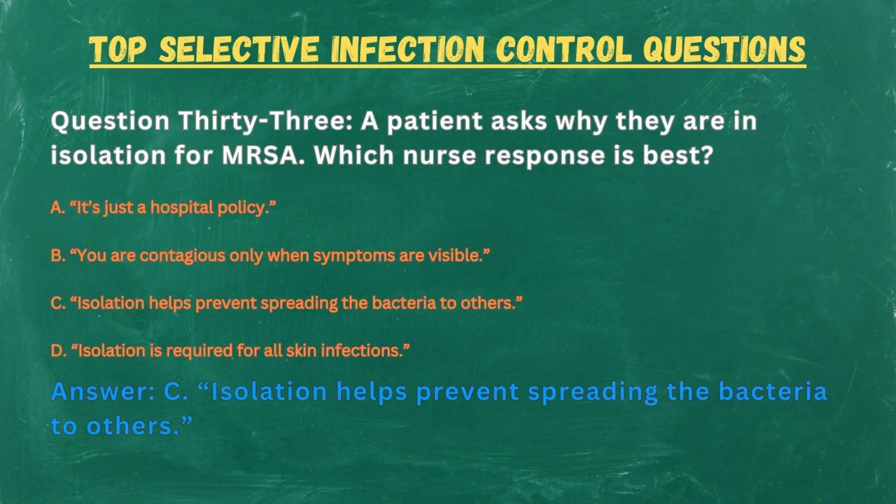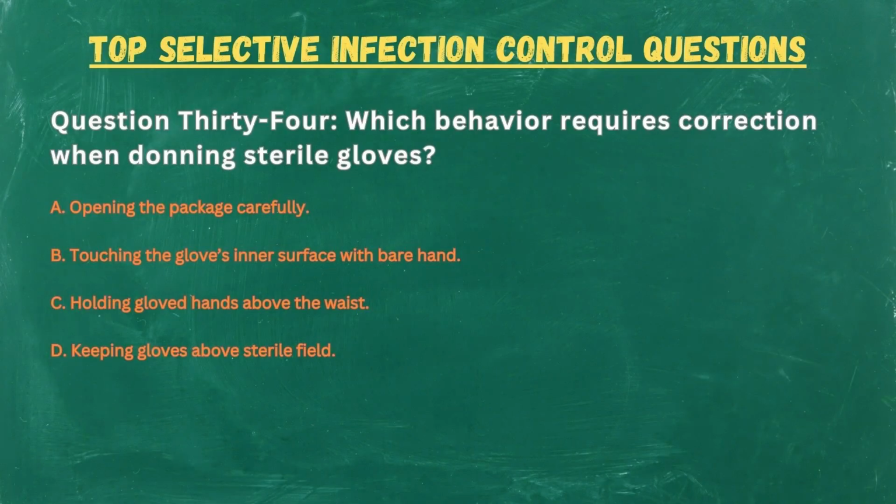Answer: C. Isolation helps prevent spreading the bacteria to others. Question 34. Which behavior requires correction when donning sterile gloves? A. Opening the package carefully. B. Touching the glove's inner surface with bare hand. C. Holding gloved hands above the waist. D. Keeping gloves above sterile field.